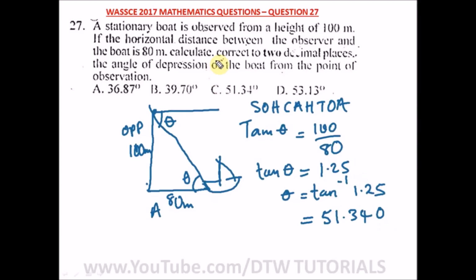But the question said we should correct to 2 decimal places. So after the decimal point, we count 1, 2, and nothing can approximate to here to give a 5. So our answer is 51.34 degrees. And our right option here is option C.